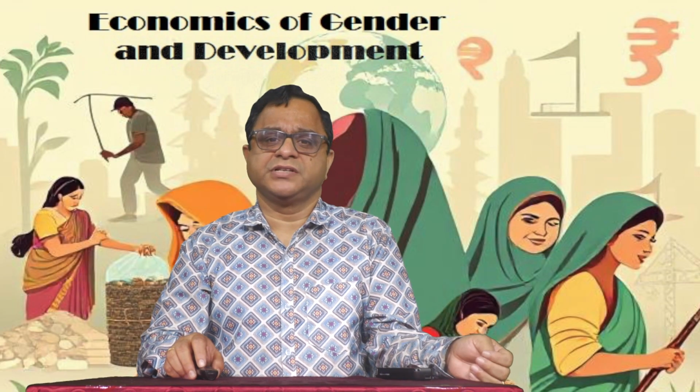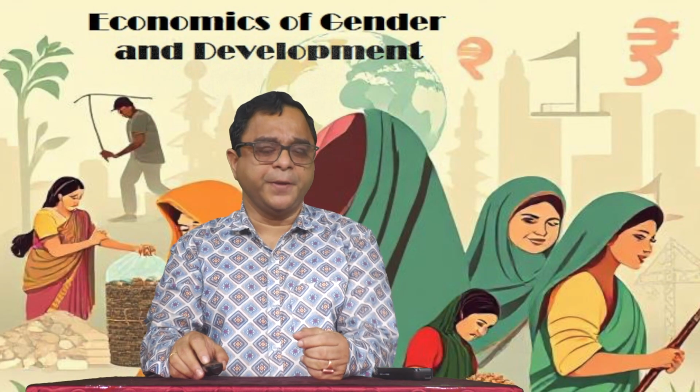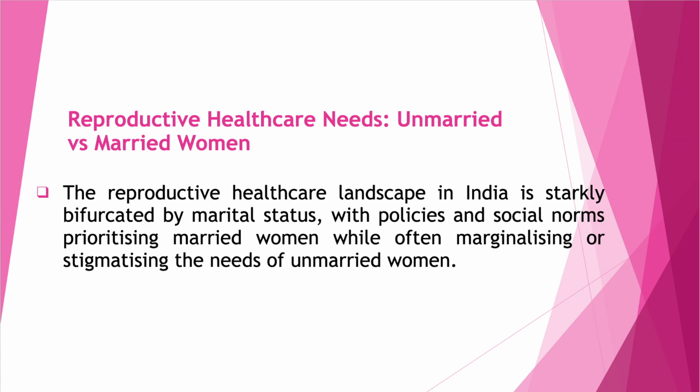Historically, the Indian approach was dominated by population control and demographic targets, but it has gradually transitioned towards a rights-based paradigm that addresses the needs of individuals across their entire life cycle. Now, when we see the reproductive healthcare needs of unmarried versus married women, we notice that the reproductive healthcare landscape in India is starkly bifurcated by marital status, with policies and social norms prioritizing married women while often marginalizing or stigmatizing the needs of unmarried women.